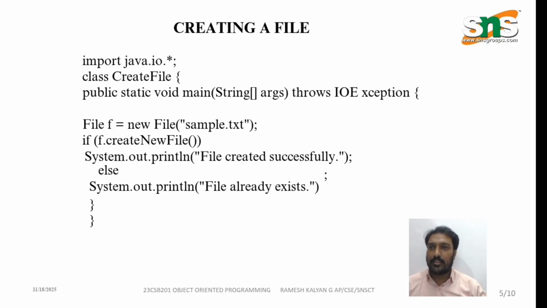If f.createNewFile(), System.out.println("File created successfully"). In case the sample.txt file is created, it shows file created successfully. If not, in the sense that if it has any exceptions or a file is already found with the same name, it shows that the file already exists.